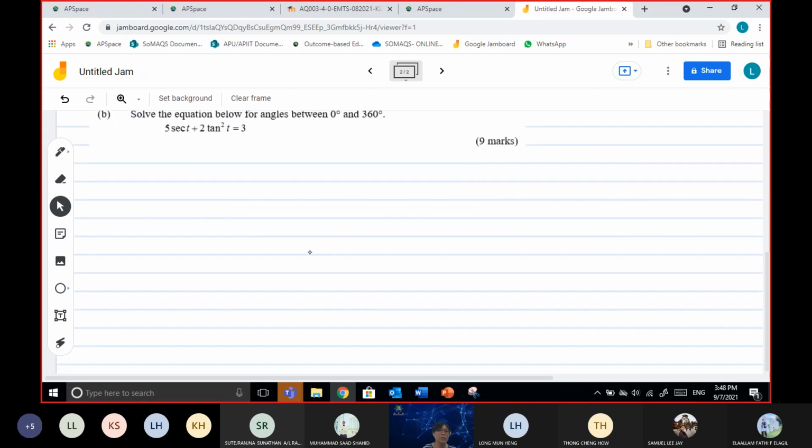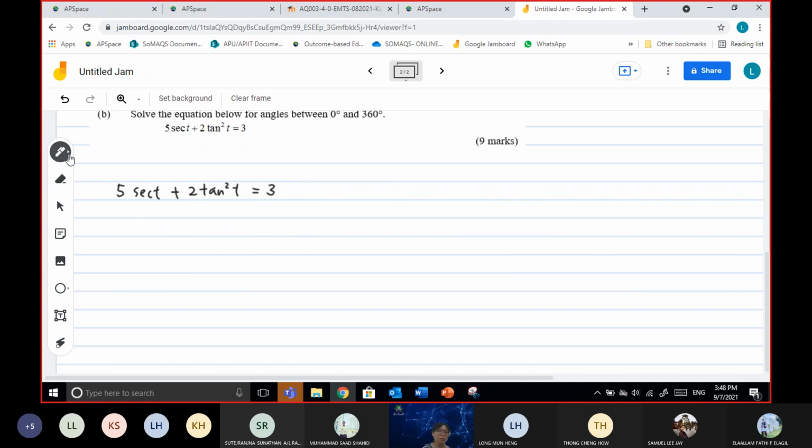Okay, for question B: 5 secant t plus 2 tangent square t equals 3. When we want to solve this kind of equation, you have to make sure you have the same trigonometric function, then you can factorize it. We can use the trigonometric identities to make it the same trigonometry.